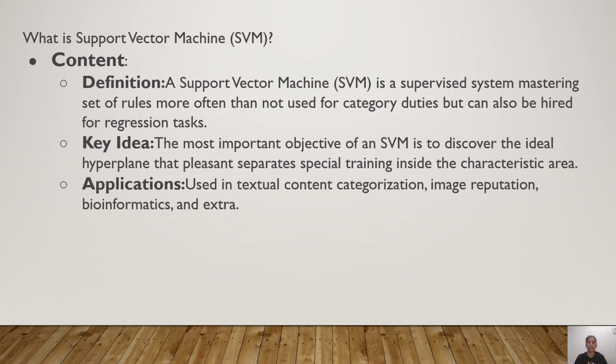Let us see the definition of SVM. A support vector machine is a supervised machine learning algorithm mostly used for classification tasks but can also be used for regression tasks. The key idea: the most important objective of an SVM is to discover the ideal hyperplane that best separates different classes in the feature space. Application: it is used in text categorization, image recognition, and bioinformatics and some more things.